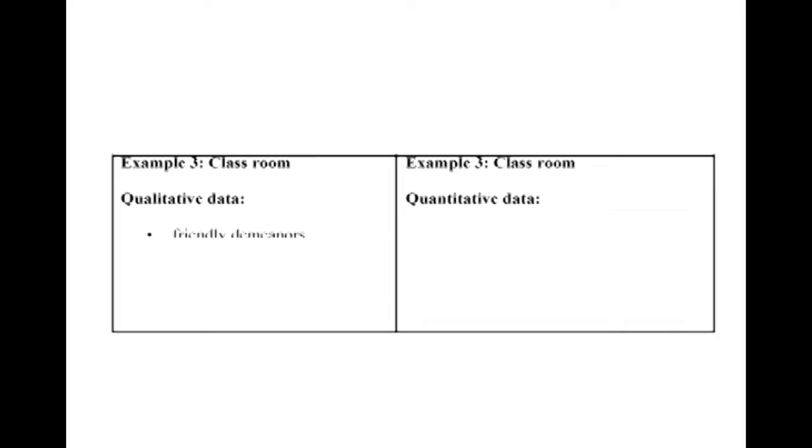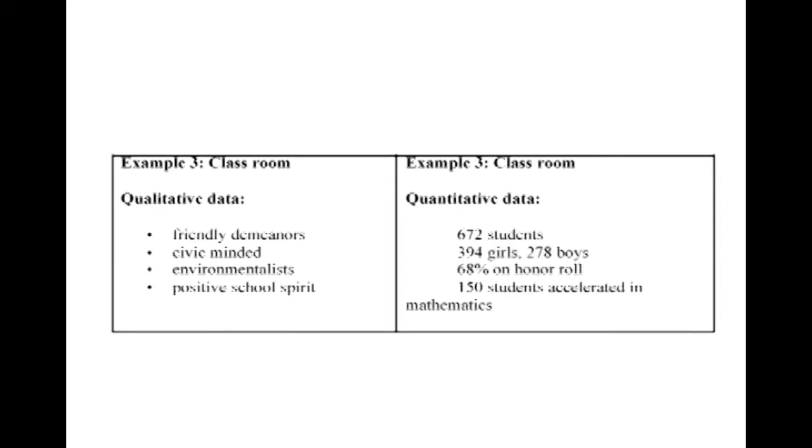Example 3, classroom. In qualitative data, we look at friendly demeanors, civic-minded environmentalists, positive school spirit. However, for the same classroom, in quantitative data, we look at 672 students, 394 girls, 278 boys, 68% on honor roll, 150 students accelerated in mathematics.